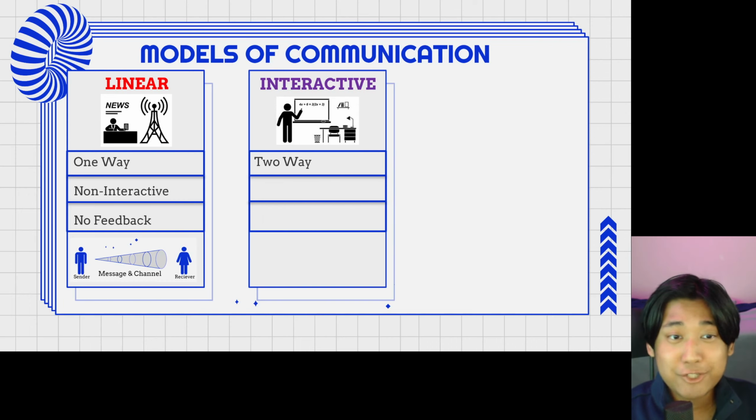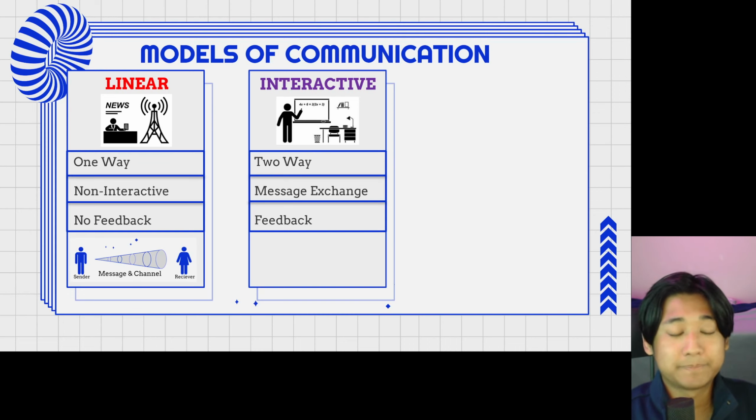So, it's a two-way type of communication. Messages are being exchanged from the audience to the professor now. Those messages can be, maybe they're asking a question, raising their hand, or they could be looking confused, and the teacher can pick up on this. That's why it's an interactive model. The teacher can change his presentation based on his audience's feedback.